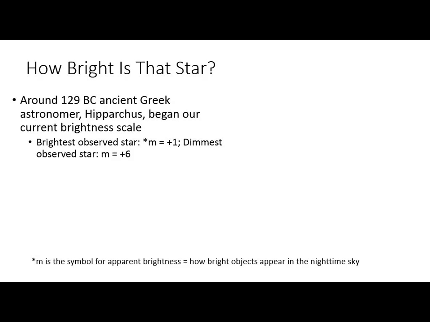So, how bright is that star? And this falls under the category in science, don't blame me, because I didn't come up with the system for how you say how bright a star is. We call it its apparent magnitude. We use a little m.